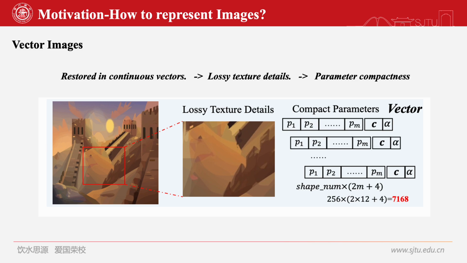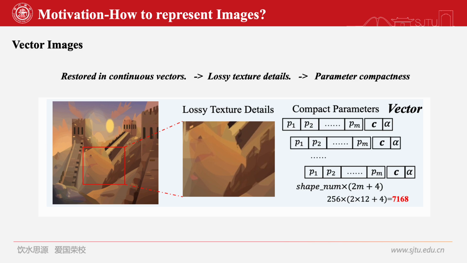Vector images embody an alternative paradigm for representing visual information, which describe images with a collection of parametric geometric primitives, like curves and closed shapes, defined as control points in the continuous space. Compared to representing images with fixed discrete grids, vector images present many advantages.